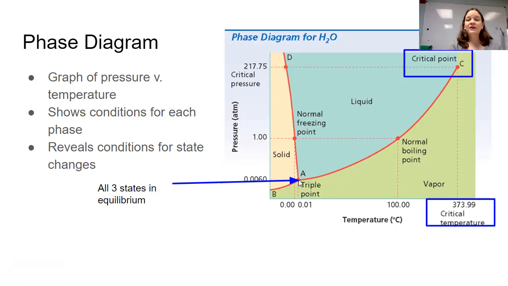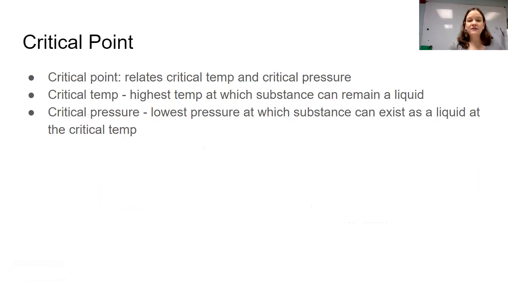The critical point and the critical temperature and pressure. So the critical point is indicating the critical temperature and the critical pressure. The critical temperature is the highest temperature where we can still have a liquid. Okay, so after that point, no more liquids.